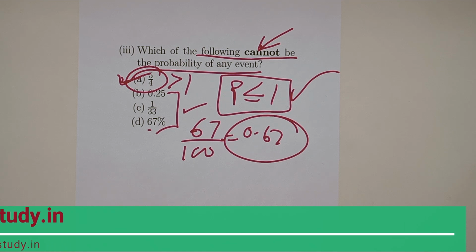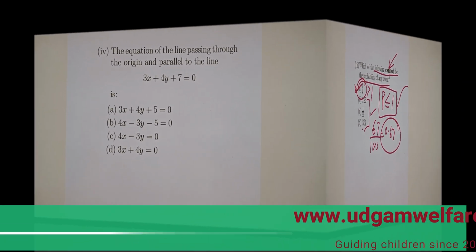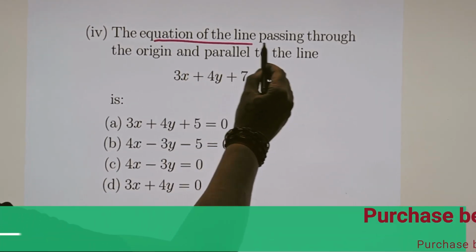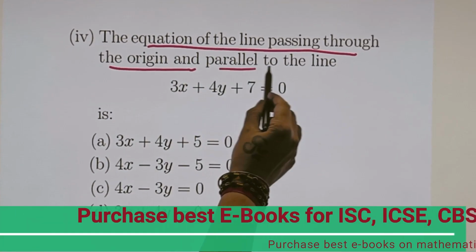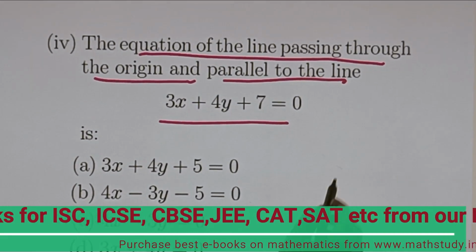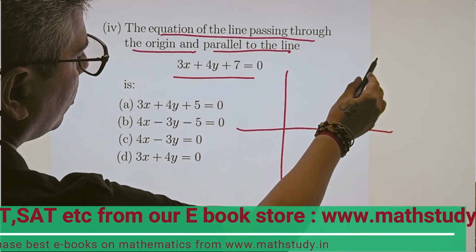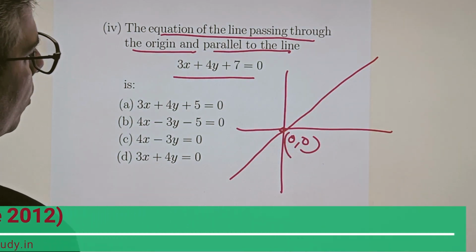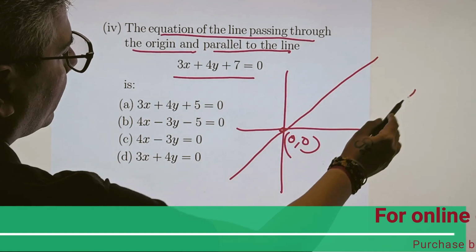Now let's move to the fourth part of question number 1. The question is about the equation of the line passing through the origin and parallel to this line. Any line passing through the origin, which is 0, 0, and which is parallel to this line.